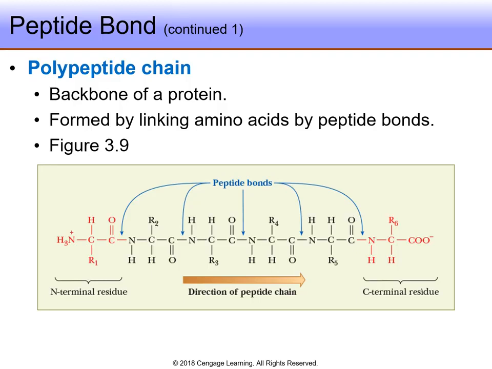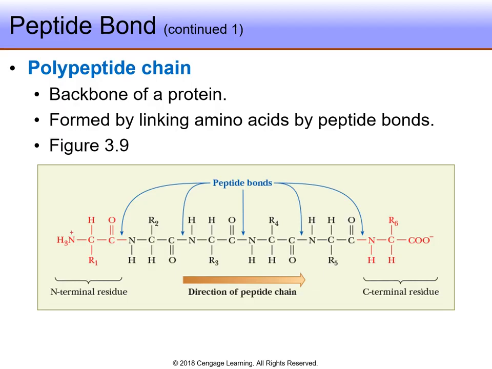Now, the polypeptide chain is the backbone of a protein, formed by linking amino acids by peptide bonds. Figure 3.9. Small peptide showing the direction of the peptide chain. If you see here, we have R1, R2 to R6. We have 6 amino acid residues connected together by 5 peptide bonds, as you can see.